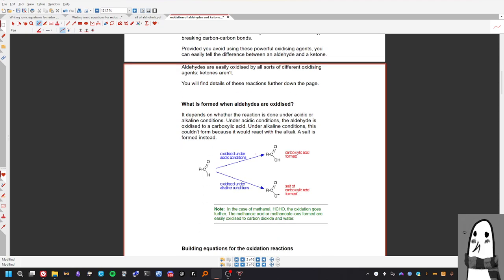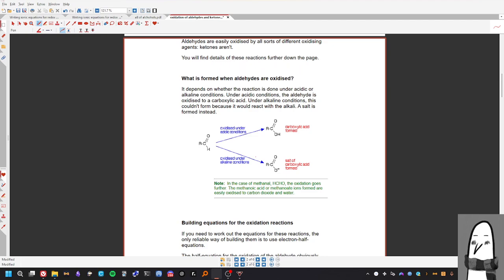So, what is formed when aldehyde is oxidized? Well, it's going to be your carboxylic acid. But rather, it depends on whether it's done under acidic or alkaline conditions. If under acidic conditions, the aldehyde is oxidized to carboxylic acid. Under alkaline, this couldn't form because it would be reacting with the alkali. A salt is formed instead. In the case of methanal, HCHO, the oxidation goes further. The methanoic acid or methanoate ions are easily oxidized into carbon dioxide and water.